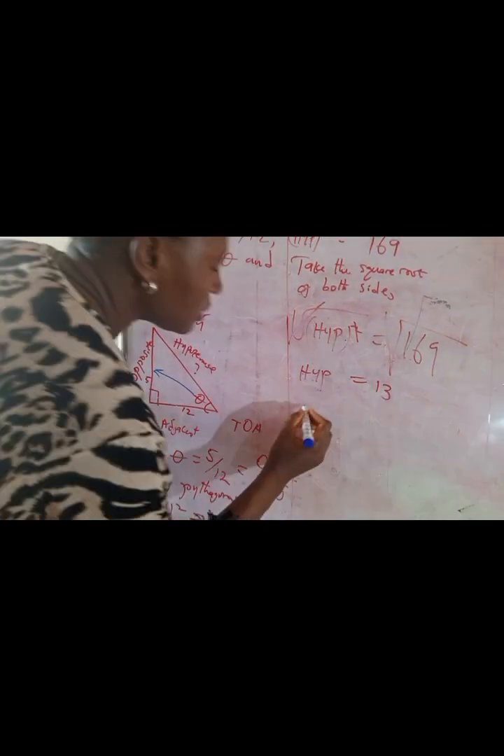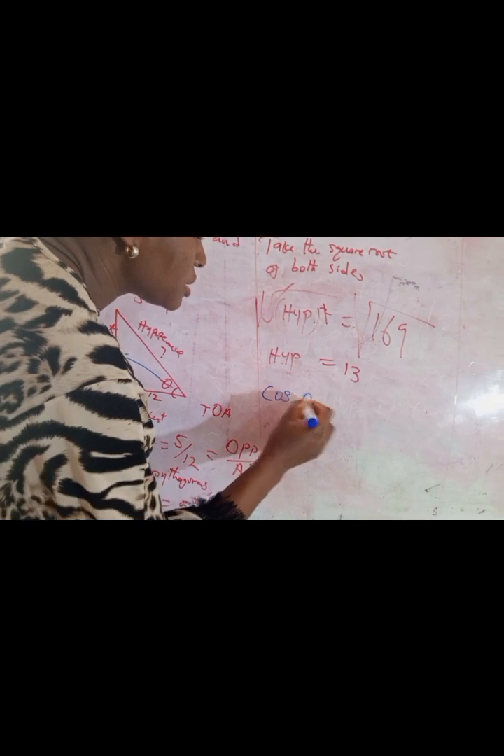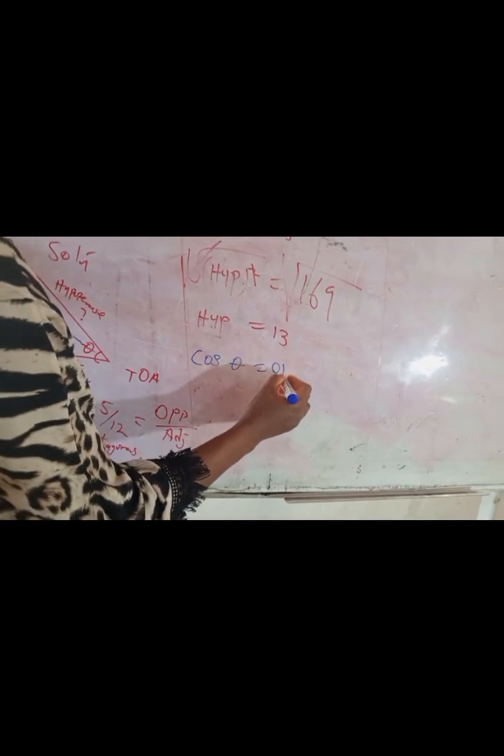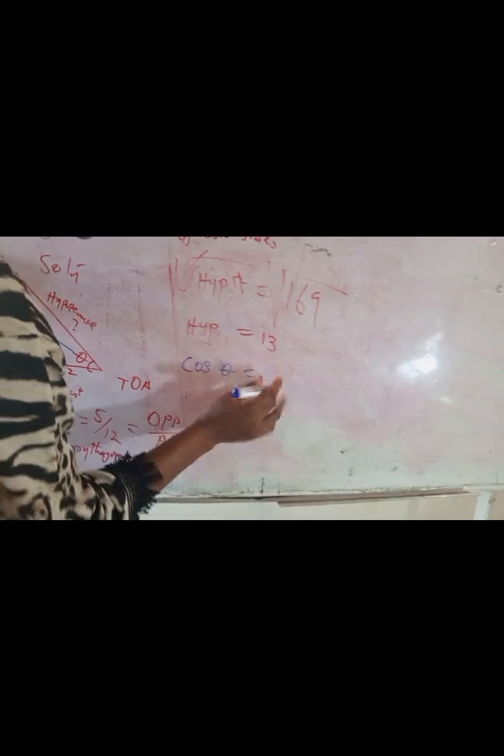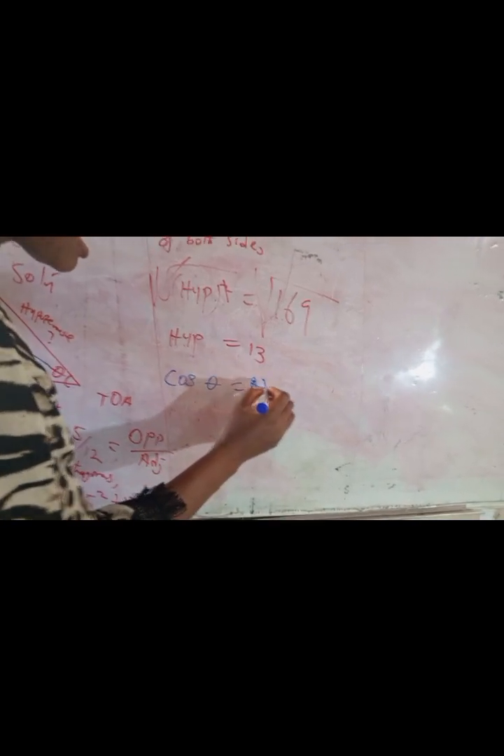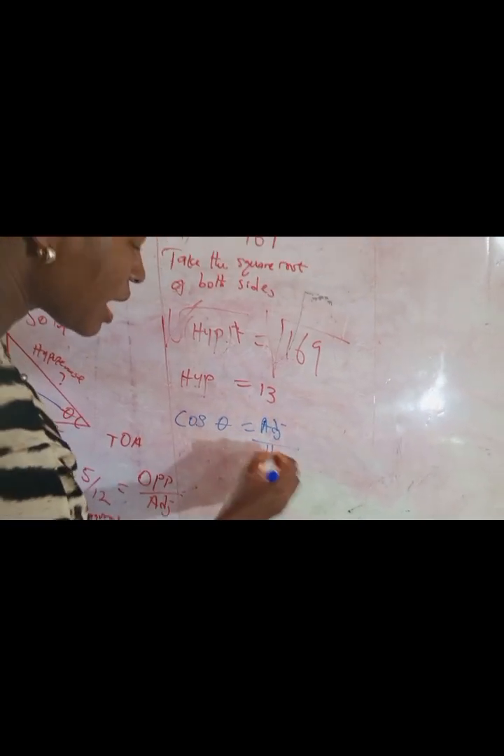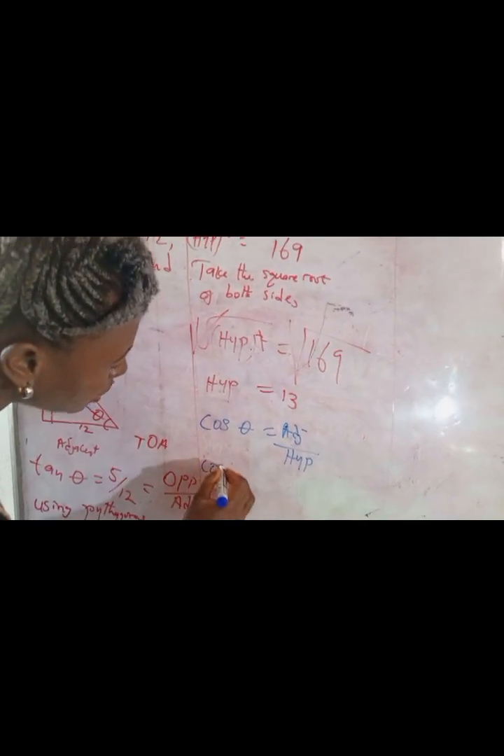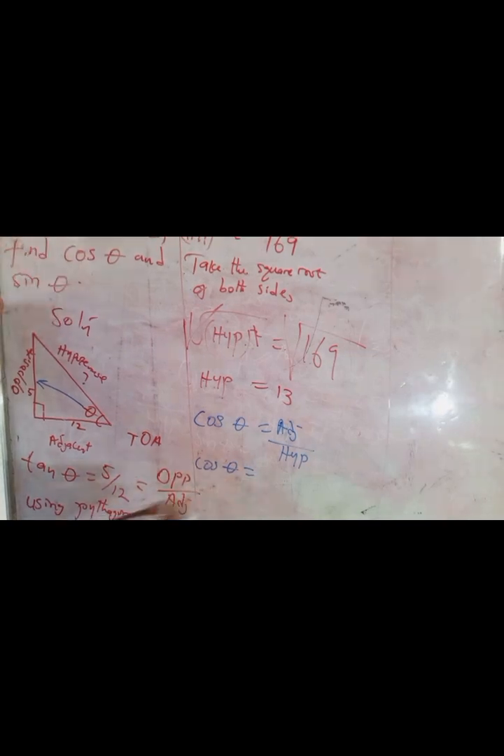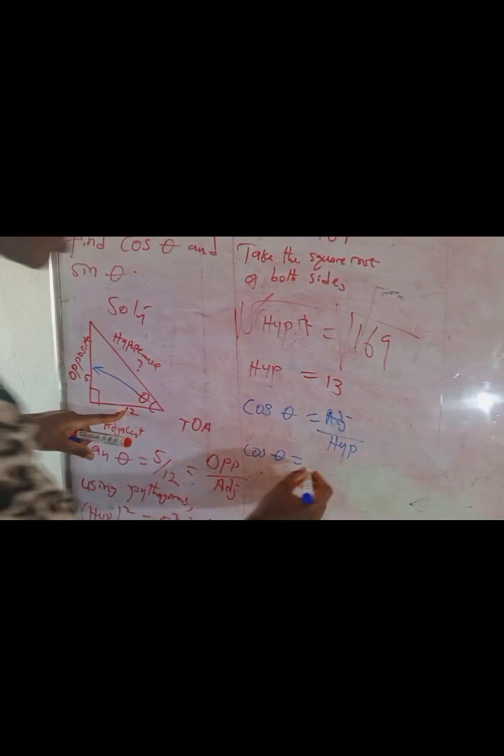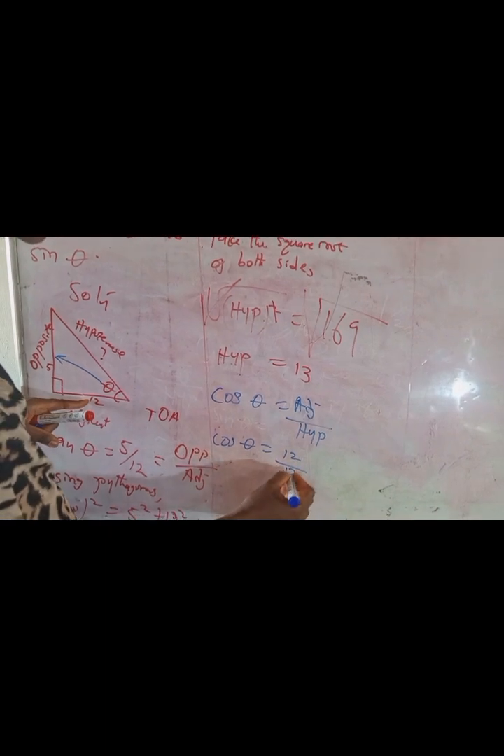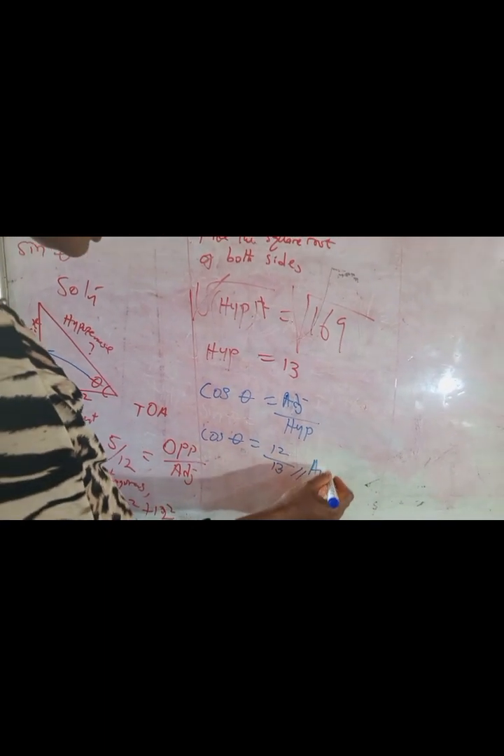So cos theta now. Cos theta is equal to adjacent over hypotenuse, which will be cos theta equal to the adjacent is 12 over the hypotenuse is 13. Answer, you have found this one.